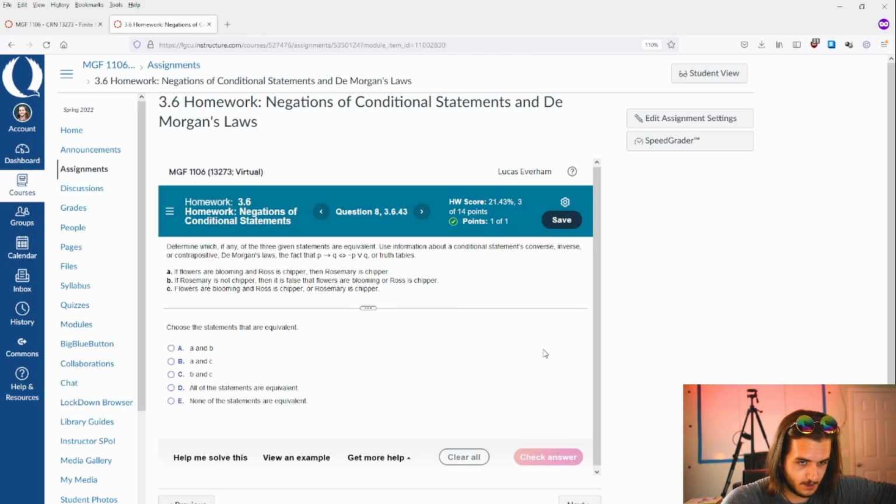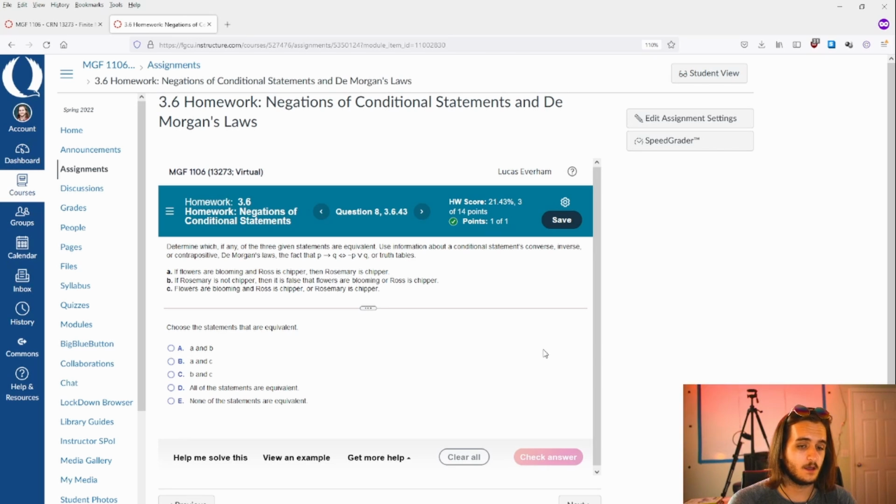So for this, we want to think very carefully in terms of equivalent statements. We're not going to go through the entire truth table here because, oh boy, would that be a long truth table. But we can figure out, in terms of understanding the relations between conditionals, conjunctions, and disjunctions, if any of these say the same thing but in different words. So, if flowers are blooming and Ross is chipper, then Rosemary is chipper. This is weird. It's very like first grade learning your letters, but it's what we got.